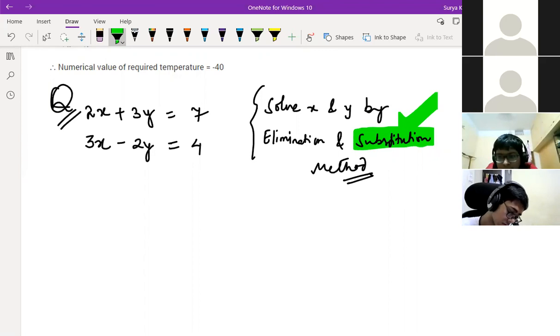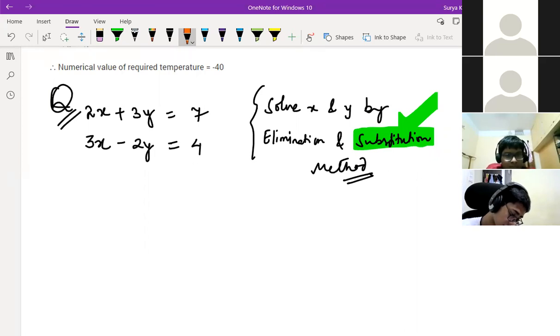"Sir, I already did the elimination method. Answer is x equals 2 and y is equal to 29 by 13." No, y is equal to 1 only, you should get. See, y is equal to 1. What are you doing for this?